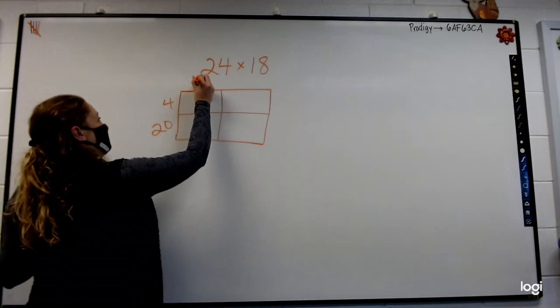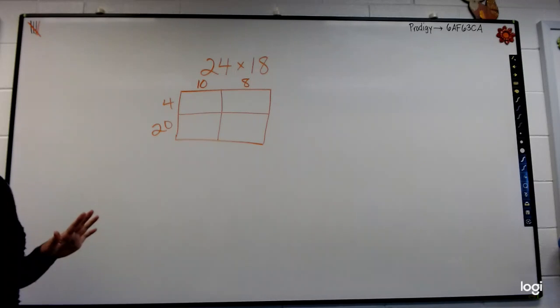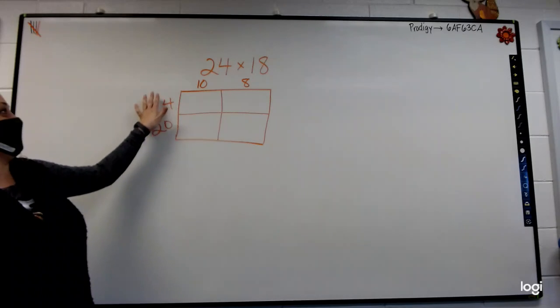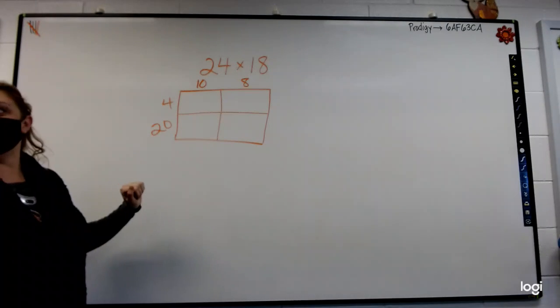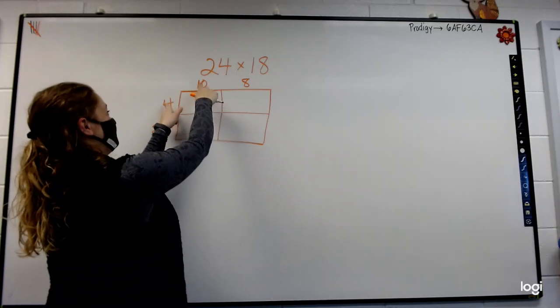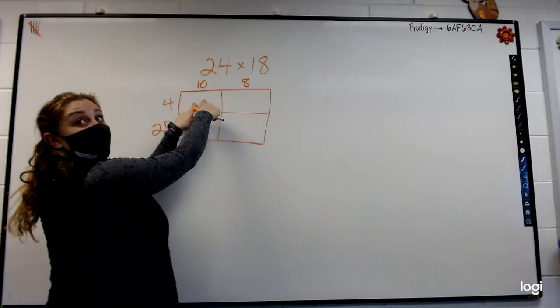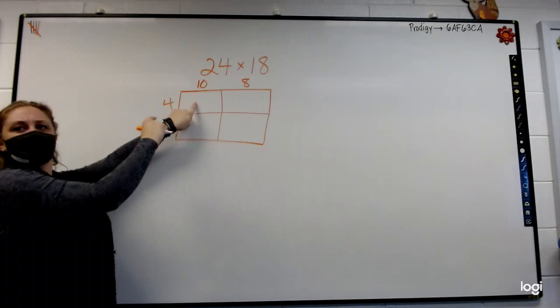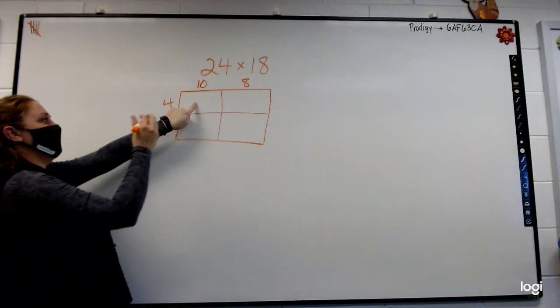Okay, that was confusing. Just wait. This is our first example. All right. Once we have set up our problem, all we do is see where numbers meet in different boxes. So right up here, the 10 and the 4 meet right here. What is 10 times 4? Hayden? 40. 40. So I write a 40.